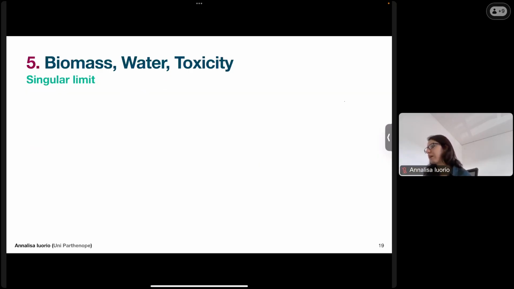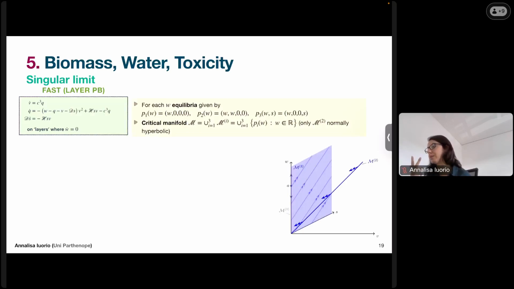So to do this, again, in the singular limit, we analyze the 3 different scales now separately. We start from the layer problem. And again, as we've done before, we see that the critical manifold is a manifold of equilibria for the layer problem. It will be composed of, let's say, 3 pieces, M1, M2, M3, but actually the main pieces that will play a role in the construction are M1 and M3.